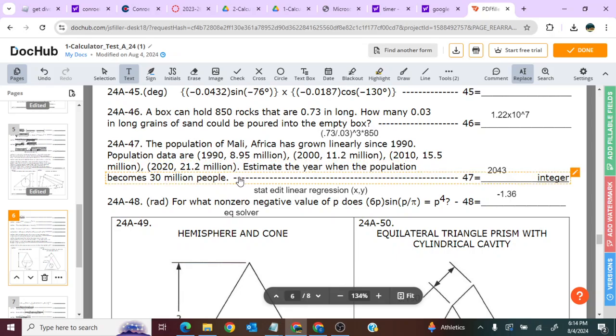And then you need to estimate the year, which the population becomes 30 million. Once you have all the data input, go to stat, calc, linear regression, store regression in y1, and then you will go to EQ solver and figure out the value in which y is 30 million, or 30 if you cut out the million like I would do.